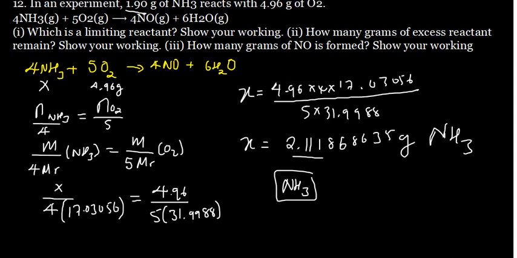Alright, and then the next question, part 2. How many grams of excess reactant remain? Okay, so I want to find out how much of the excess is going to remain. So how do you get to do that? For you to be able to determine the value for that, let me just write the molar mass of ammonia down here, because it's going to be necessary: 17.03056.